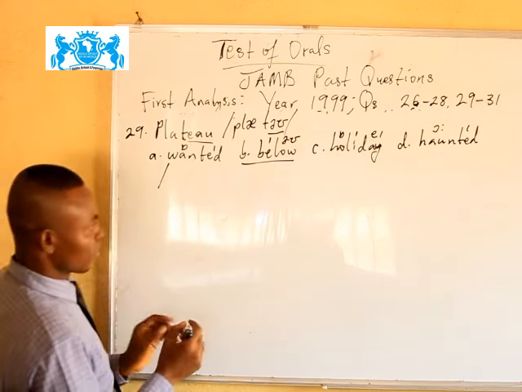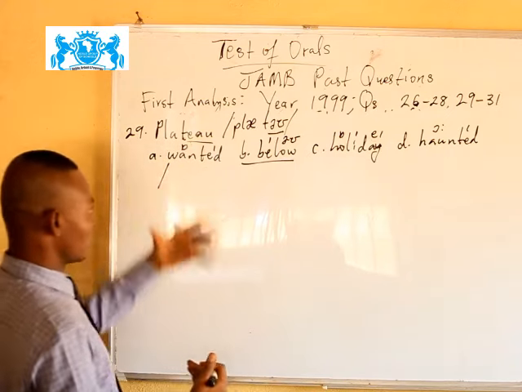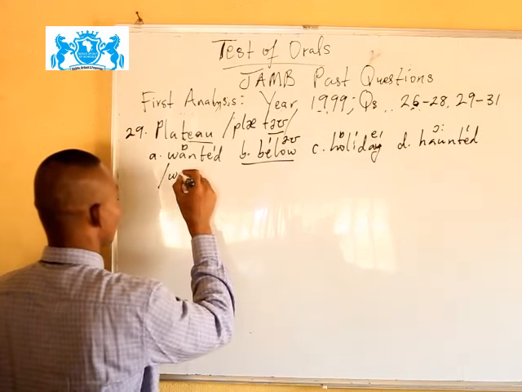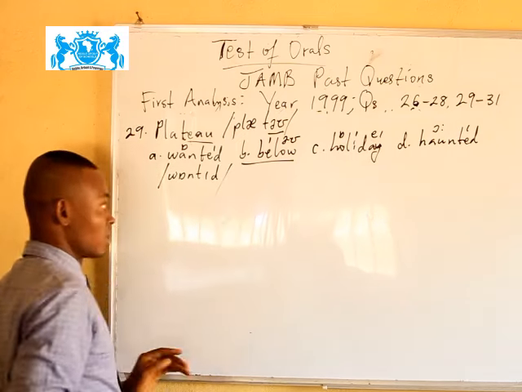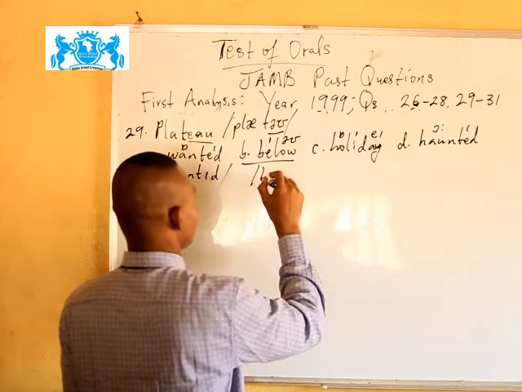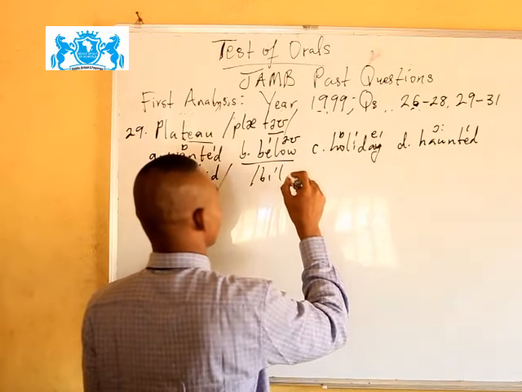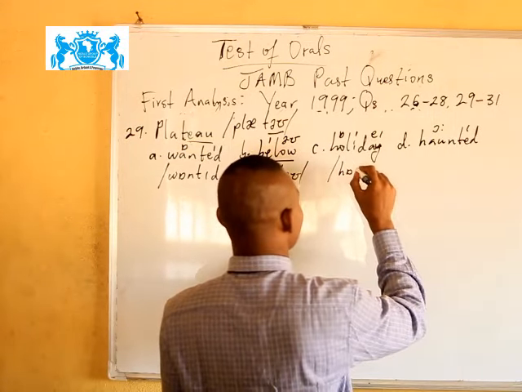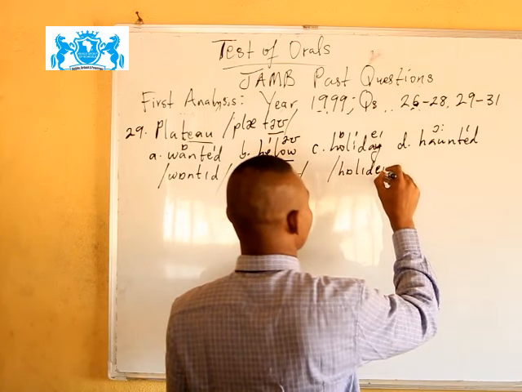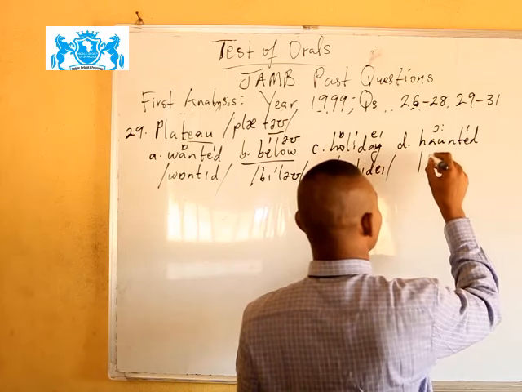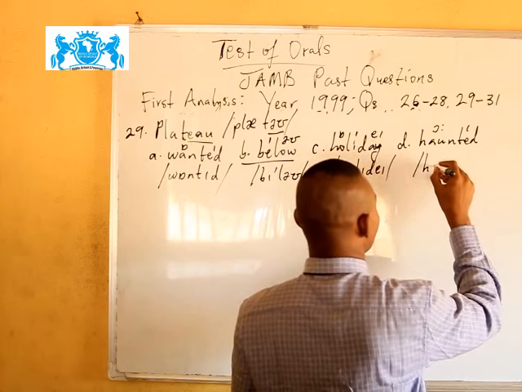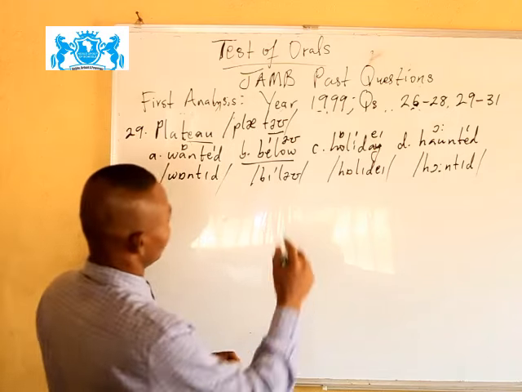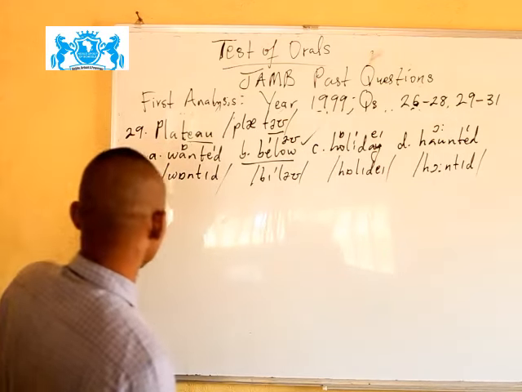If we may transcribe all of them, maybe we will not continue with that system, but for the sake of better understanding, let's just do this one. So we have wanted transcribed as wanted. Then below, transcribed as below. Here, holiday transcribed as holiday. Haunted. Transcribed as haunted. Our answer is B.